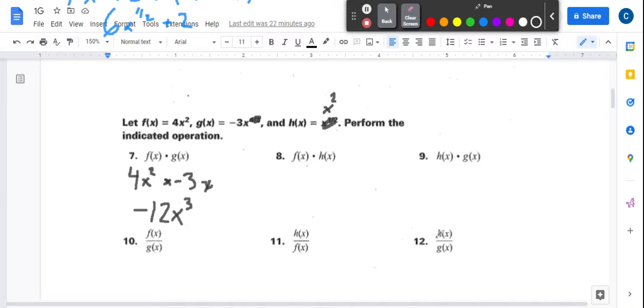Let's say we want to do one of these division ones. So look at number 12 here. h of x divided by g of x. Well, h of x is x squared. g of x is equal to negative 3x. So we divide those, we simplify those. x squared divided by x gives us just 1x. And then negative 3 is on the bottom, so it'll just be x divided by negative 3. We could also call it negative 1/3 x if we wanted to. Same deal.